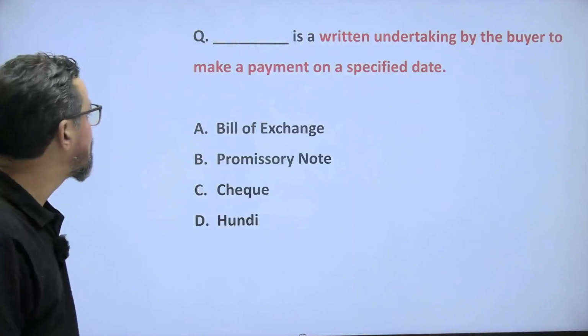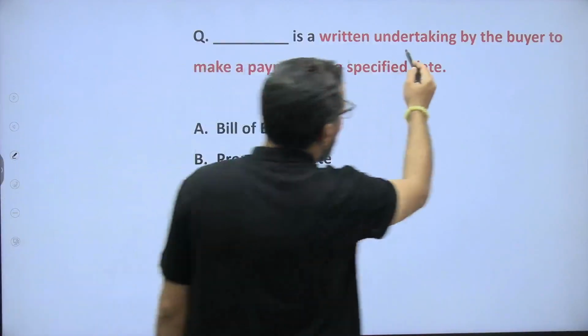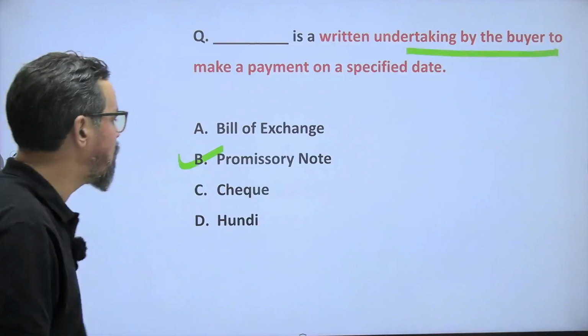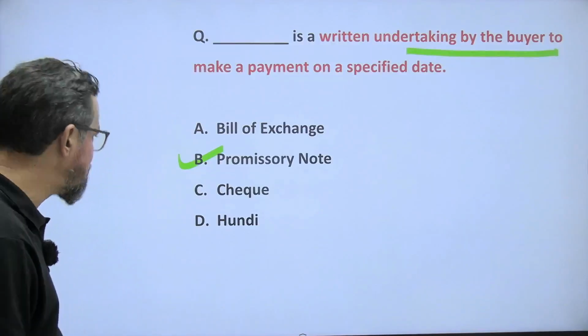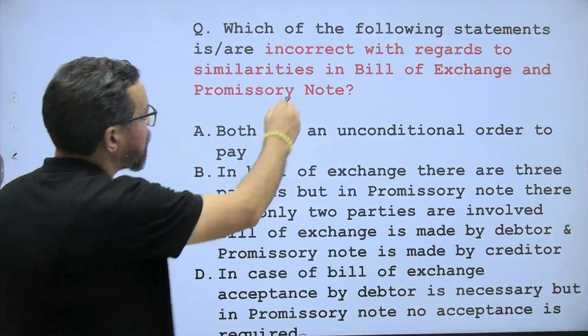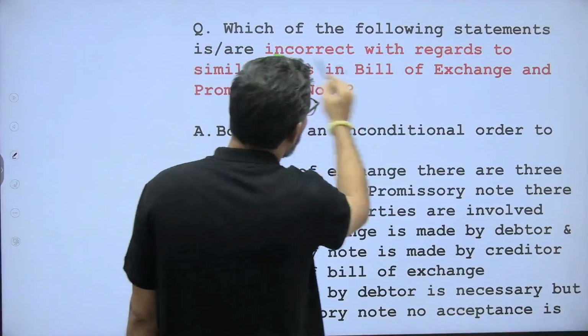Correct? Next one. Dash is a written undertaking by the buyer. So it is the buyer, meaning promissory note. Okay? I promise to pay you or your order on a certain day. Right? Promissory note.